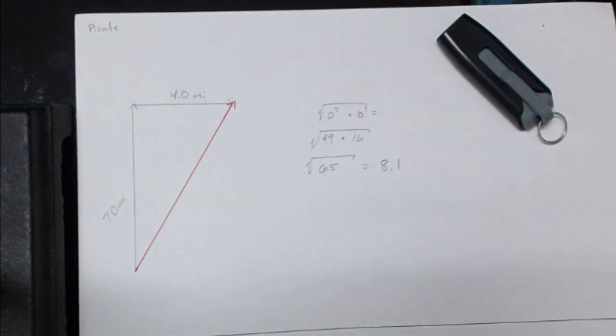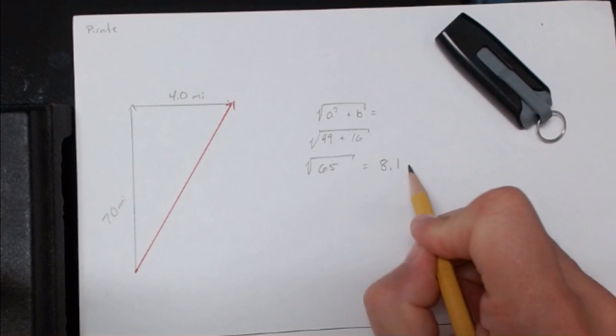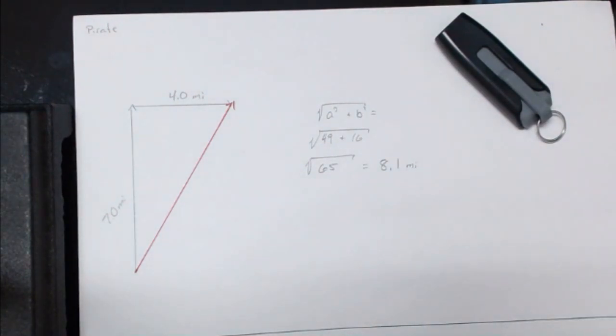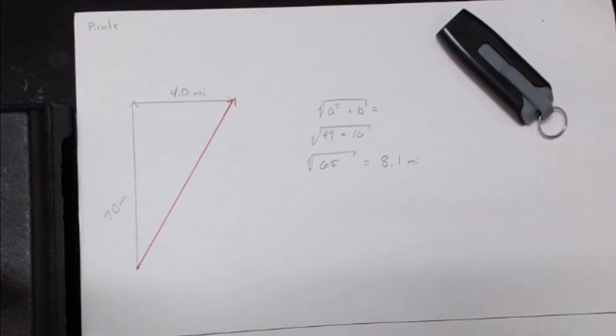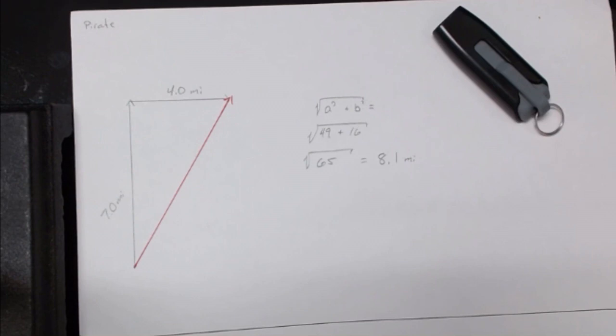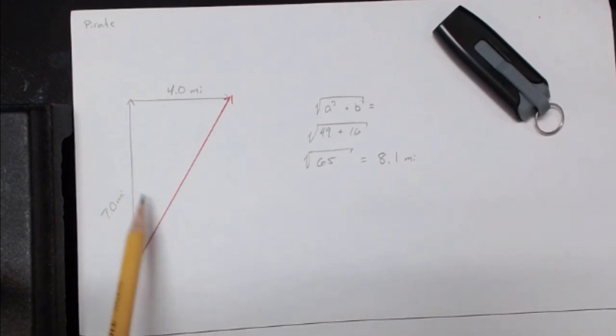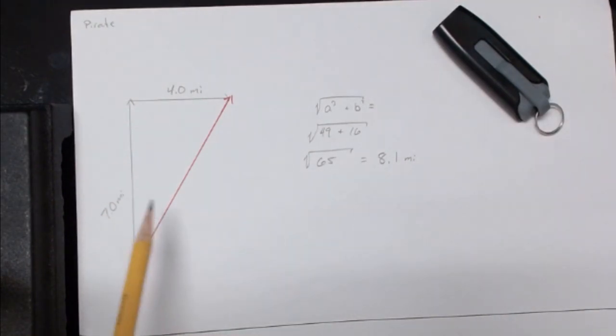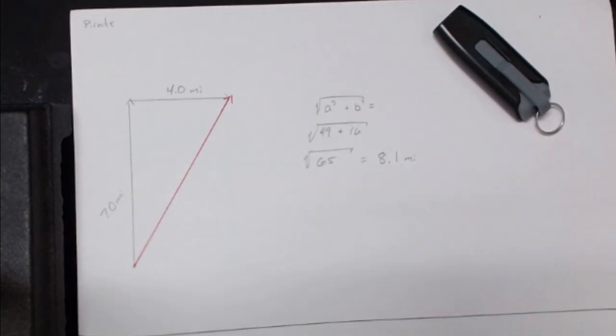Now, that is a measurement. So what is it measuring? What unit? Miles, you got it, 8.1 miles. Awesome, 8.1 miles. But that's not a vector. Northeast, but here's the trouble. Northeast could be anywhere in this quadrant of a graph, right? Anywhere in that whole quadrant. So that's not specific enough. We got to be more specific than that.